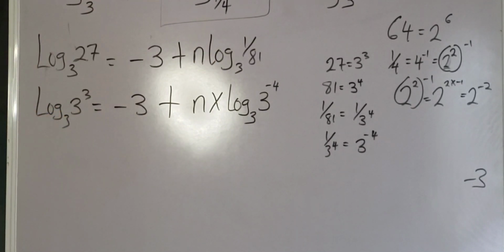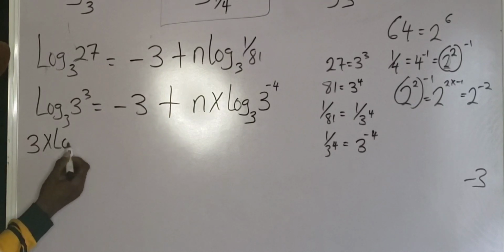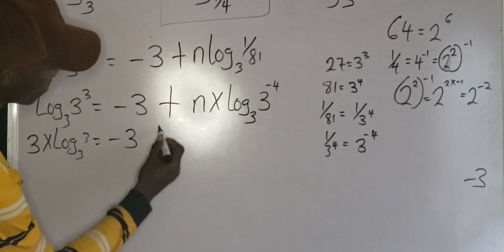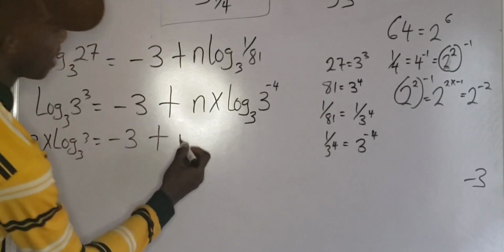Okay, let us proceed. Now, you know that according to another law of logarithm, the log of a power is the product of that power and the log. That is another law of logarithm. Okay, so I have log 3 to the power of 3. You can see now. So I'm going to have 3, which is the power, multiplied by the log, that is log 3 base 3. Do you understand? Is equal to minus 3 plus n multiplied by.